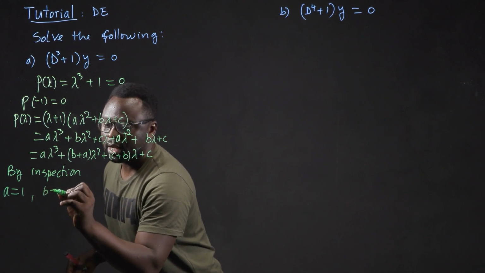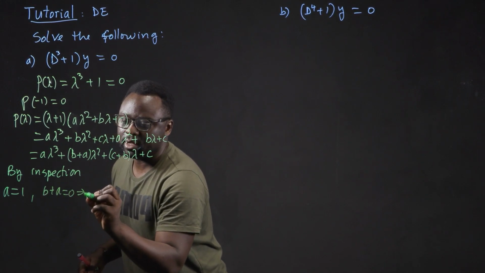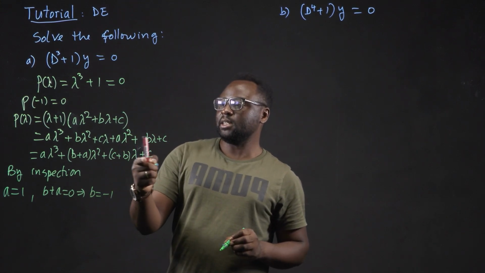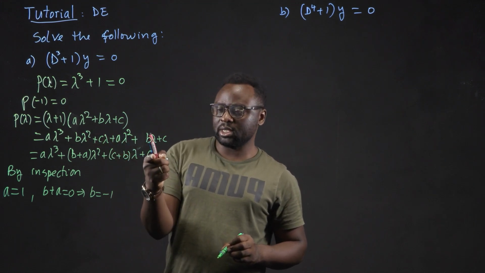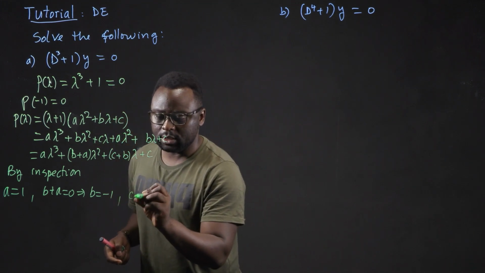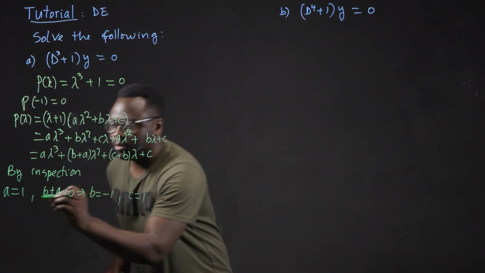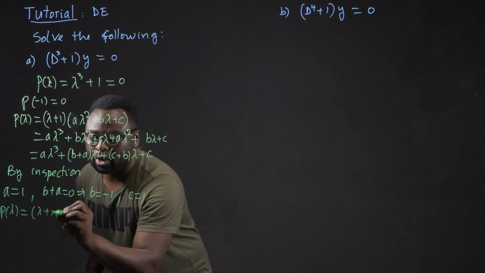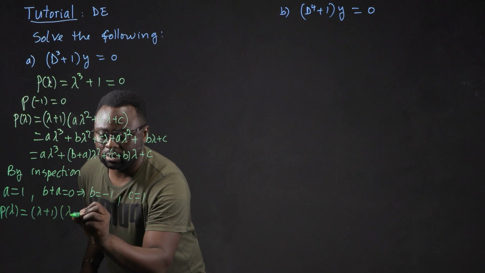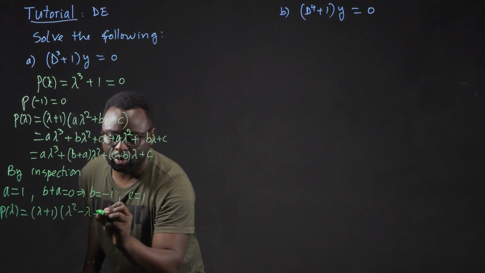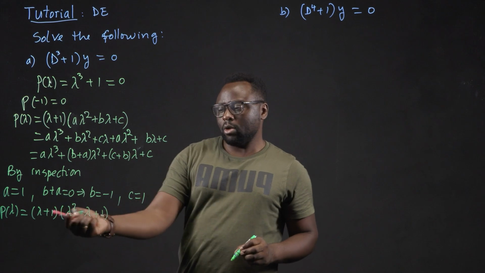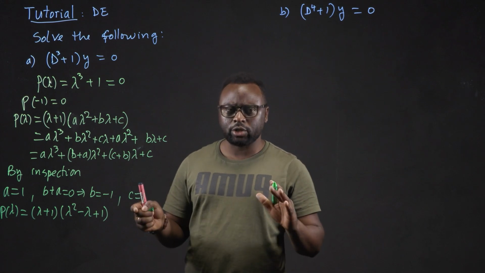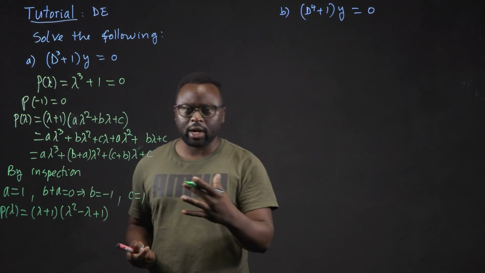b plus a is equal to 0. This means that b is equal to minus a, so b is equal to minus 1. And c, we can see that c is equal to 1. Then the polynomial becomes: p of lambda is lambda plus 1 times, with a being 1, lambda square minus lambda plus 1. Of course, you can multiply this through and see if you obtain exactly lambda cubed plus 1, just to make sure that it's correct. I know that it's correct, that's why I don't have to do that.